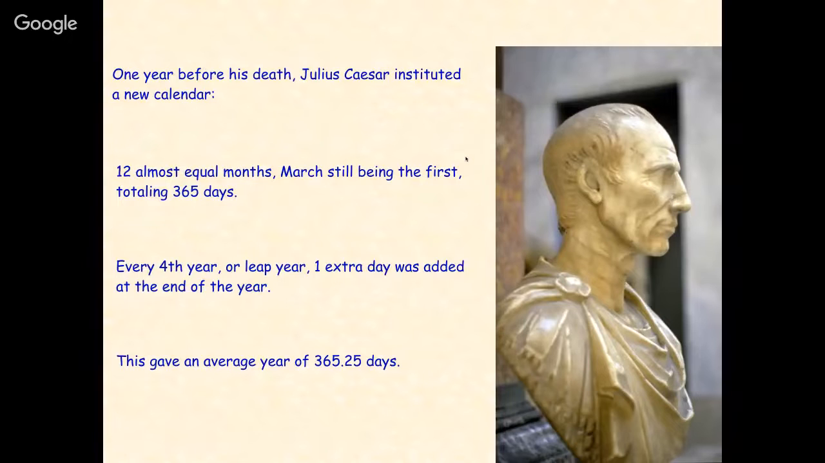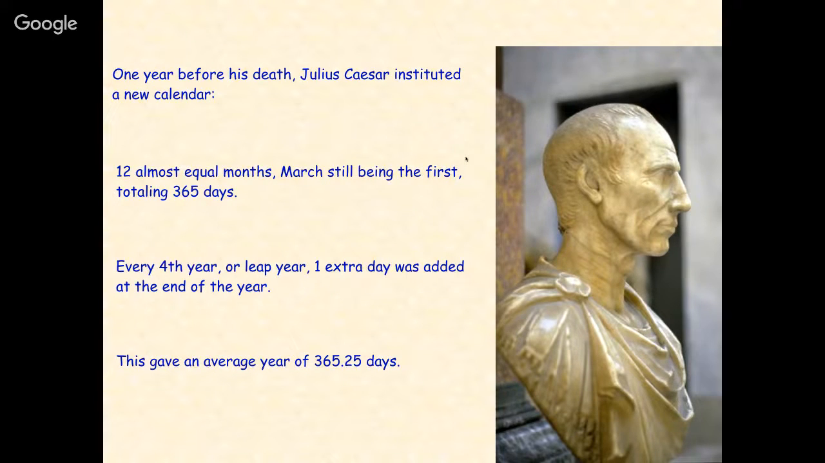So that was still crazy. And so 1 year before his death, it was Julius Caesar who instituted a new calendar having 12 almost equal months. March is still going to be the first month of the year. That's where January 1st is the opening of March. And the total in those almost equal months was 365 days. Okay, so far he hasn't done anything. He just rearranged things a little bit, so no big deal there.